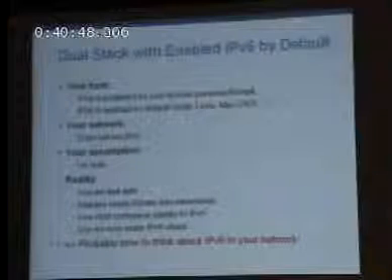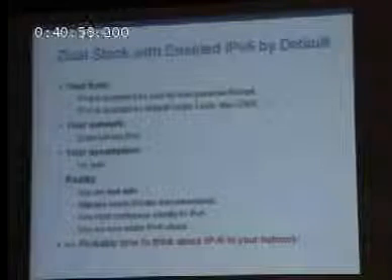So that's basically a real problem, and that's what I say to a lot of security people. Please, even if you don't deploy V6, it's time to think about it. Really time.